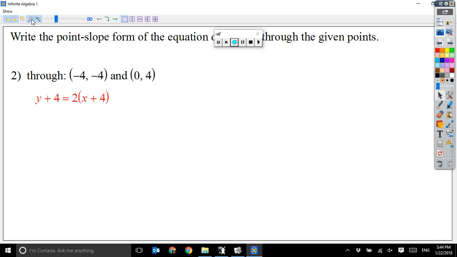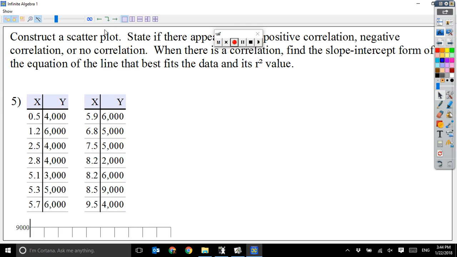Alright. For number 2, you should have y plus 4 equals 2 times x plus 4. For number 3, you should have y minus 4 equals 1/2 x minus 5. And then for number 4, y plus 1 equals 1/6 x minus 1. If you have any questions on those, just send me a message on Remind, and I'll try to post a video on how to do those. Alright.